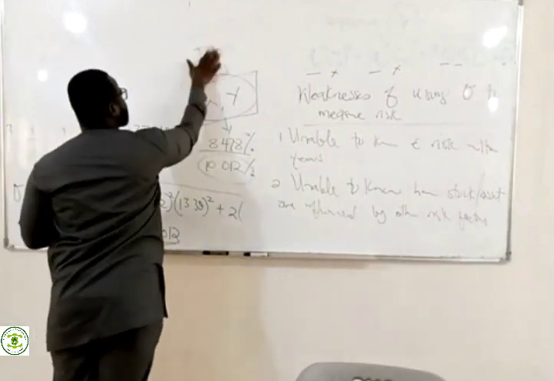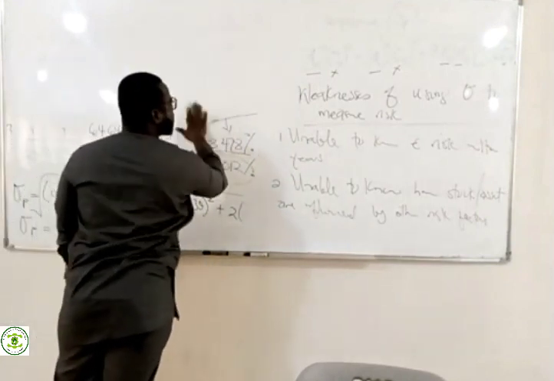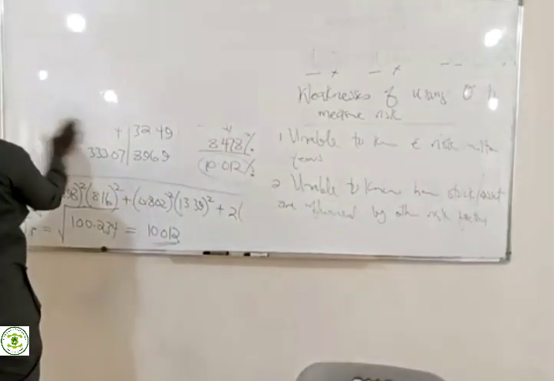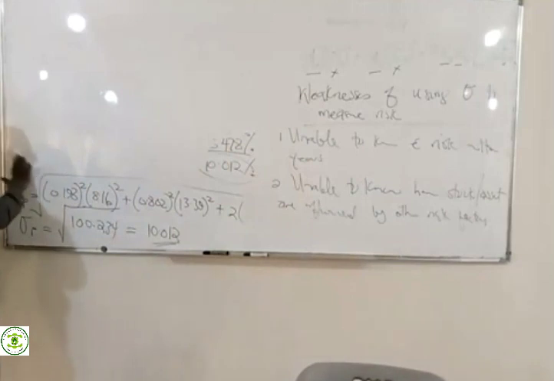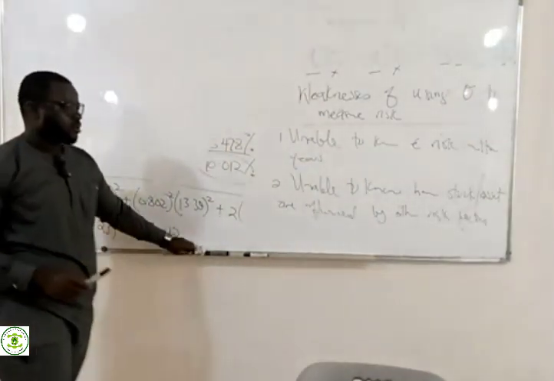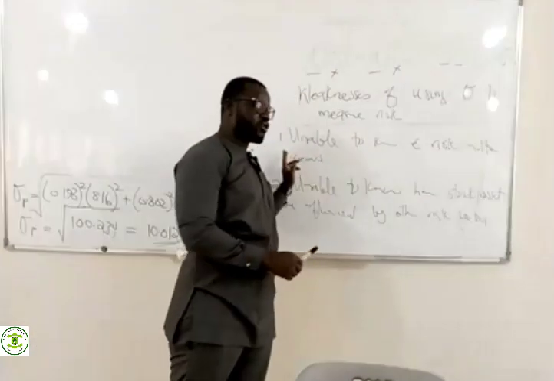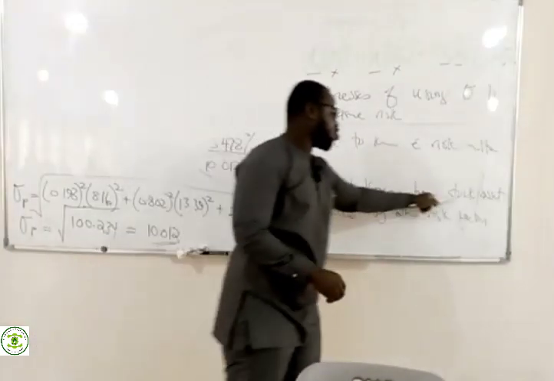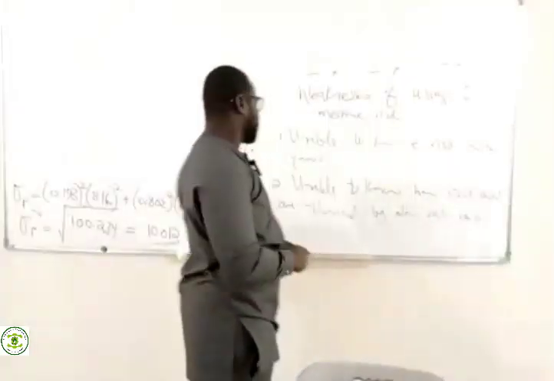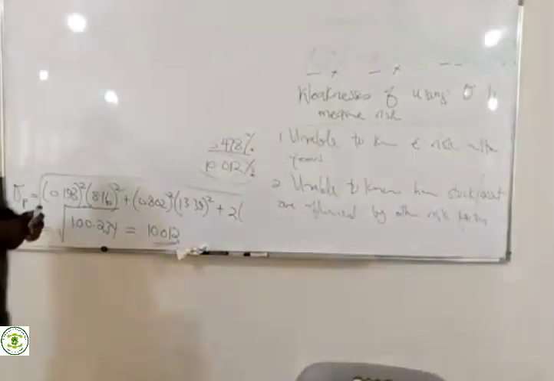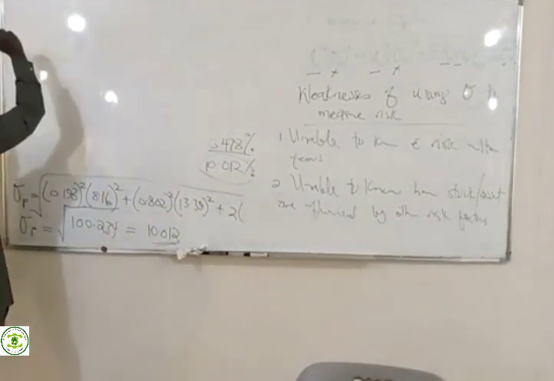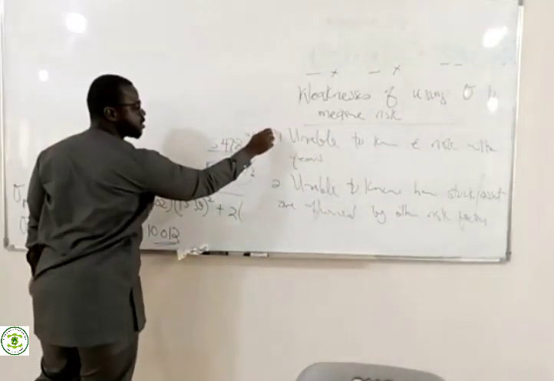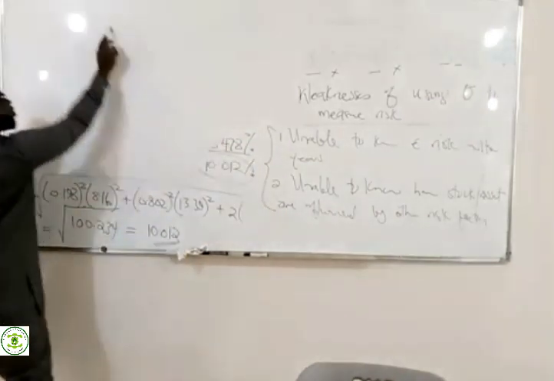You know, risk or standard deviation is also called volatility. Do you agree? It's unable to know, using this one, how your stock or assets like X and Y are influenced by other risk factors. So because of these weaknesses, we use the modern ones.